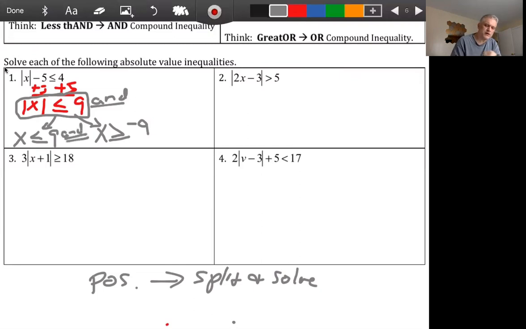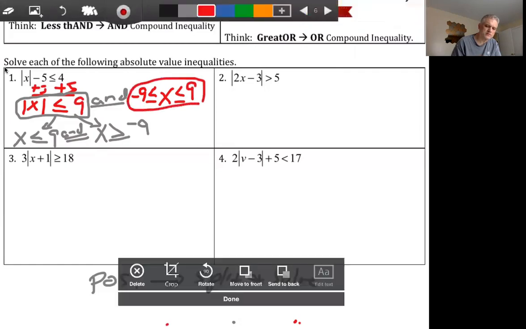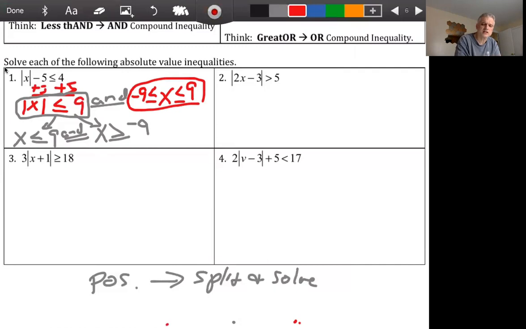So your Alex may very well allow you to just write the word and in between them. I would say this, you can also do this. If it is an and, you can put your x here. You can put your lesser one on the left, less than or equal to x. And then you put your bigger one on the right. Okay? This is another good answer. This says x is greater than or equal to negative 9 and less than or equal to 9. Okay? Both of these answers are fine. They're both correct. So let's look at question 2.